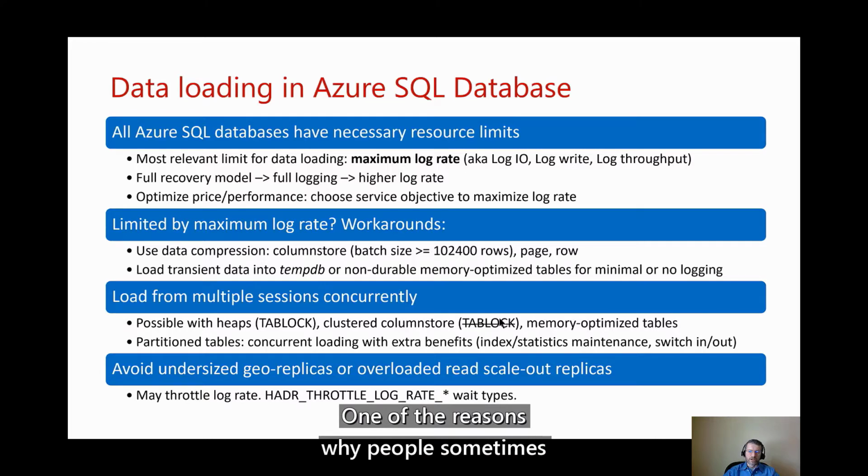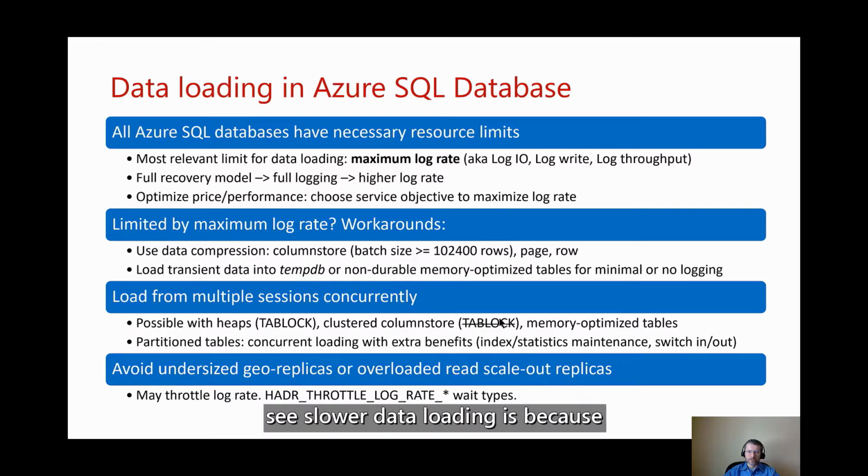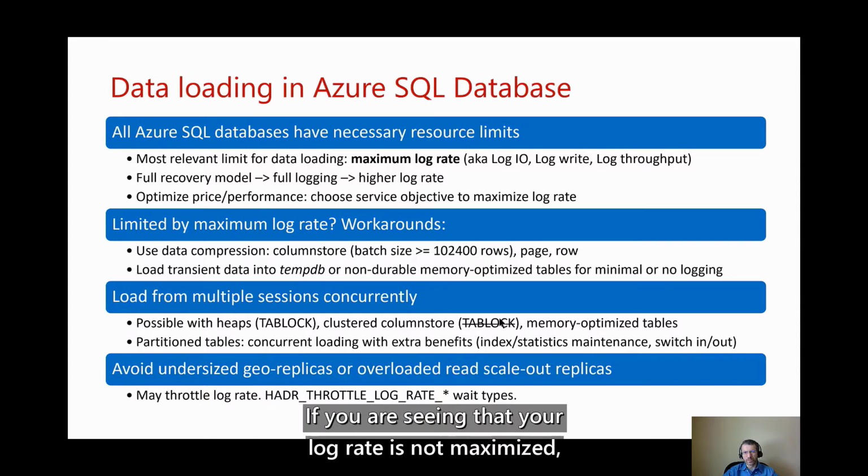Now, one other reason why people sometimes see slower data loading is because they don't load data concurrently, right? So even if you're loading into a single table, depending on the physical design of the table, it may be possible to have multiple streams into the same table. So if you're seeing that your log rate is not maximized, that's possibly because you're just not driving enough load. And if you're loading into a heap, specifying the tab lock hint will let you have concurrent loads into the same table.